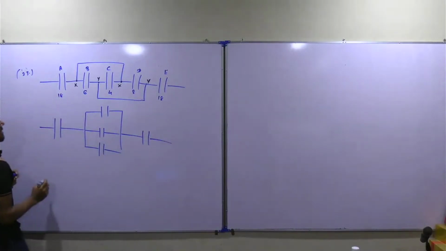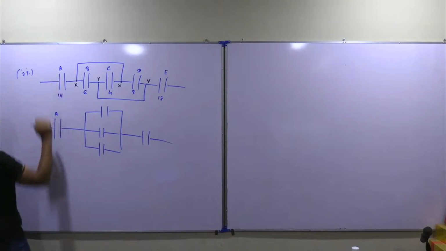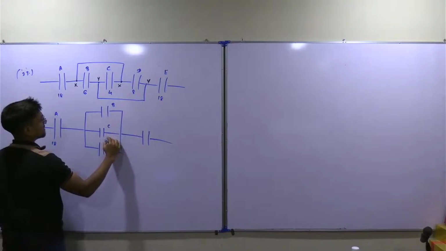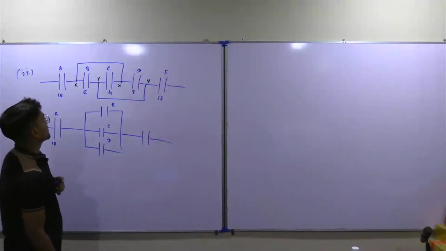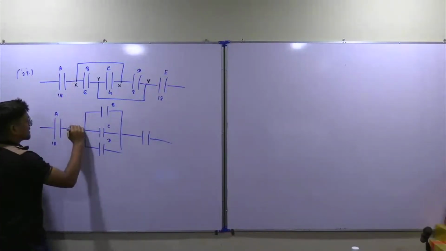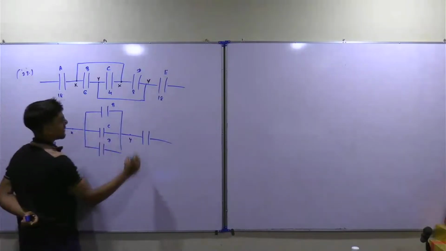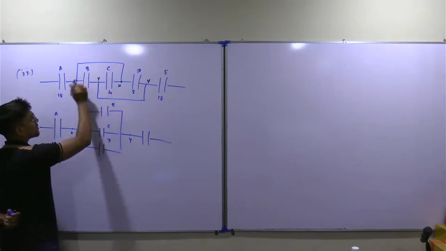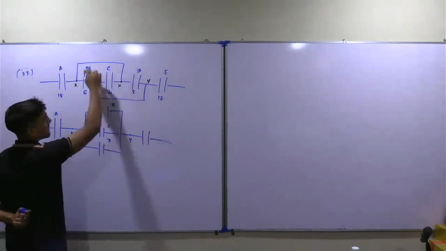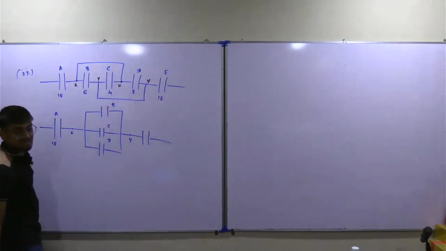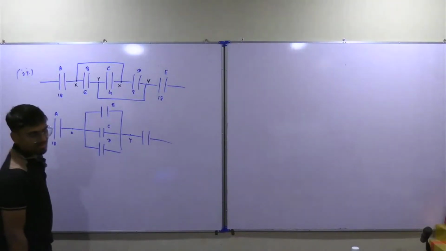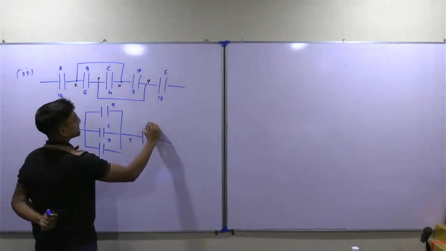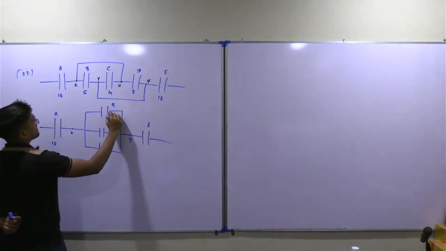Correct me if I am wrong. This is A. Capacitance is 18 microfarad. This is B, this is C, this is D. Am I correct? Assume this point is point X and this point is point Y. Across points X and Y, there are 3 capacitors. So these 3 capacitors are connected in parallel. And this is E. Now you know the capacitance. This is 6.